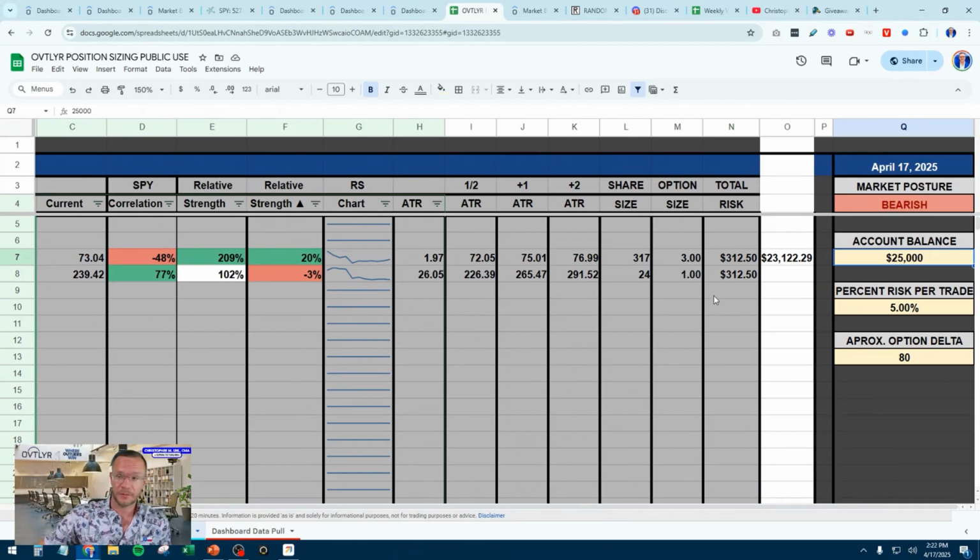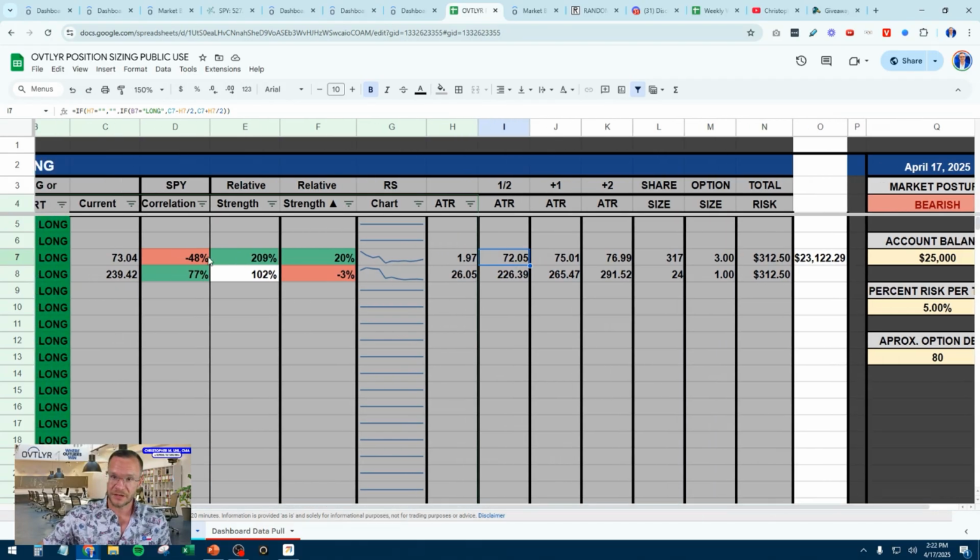But here's where the math comes into play. You're not going to watch this go to zero. Are you? Or are you? I mean, I can't tell you what to do, but I certainly wouldn't be watching it go to zero. You're making the assumption that if price goes below 72.05 in Coke, you will get out.